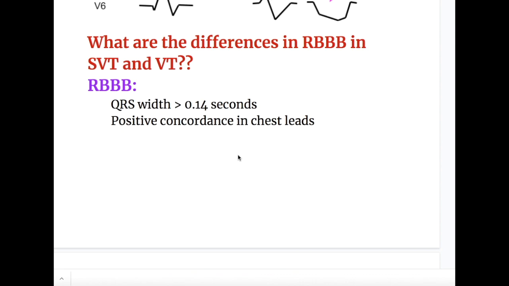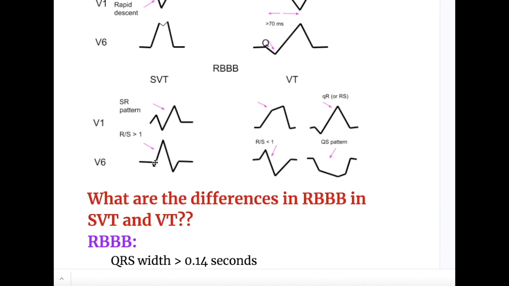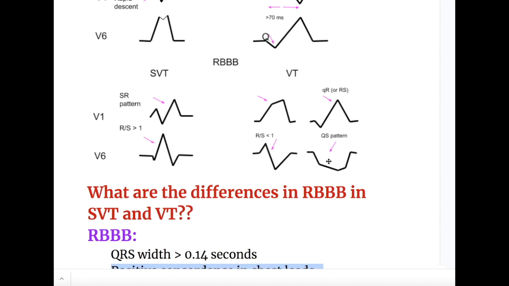Now we discuss the differences between supraventricular tachycardia and V.Tach in right bundle branch block. As we know, in right bundle branch block the QRS is more than 0.14 seconds and there is positive concordance in the chest leads. Again, we will discuss the differences in chest leads V1 and V6. In right bundle branch block with supraventricular tachycardia, there is an SR pattern, and in V.Tach there is a QR or RS pattern in chest lead V1. And in chest lead V6, in SVT, the R/S ratio is more than 1, and in ventricular tachycardia, R/S is less than 1, and there is a QS or RS pattern.